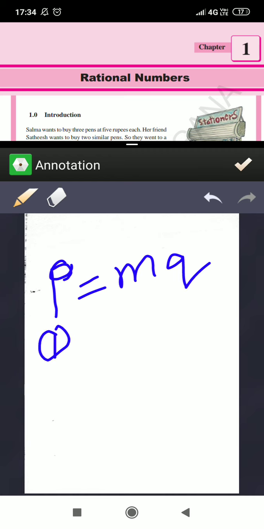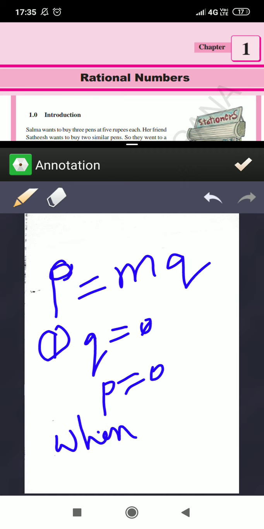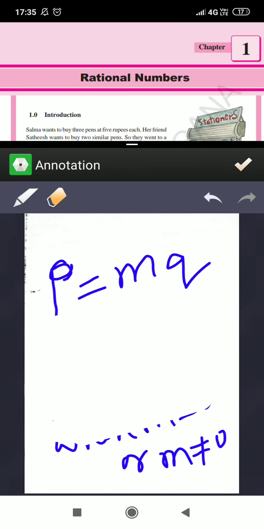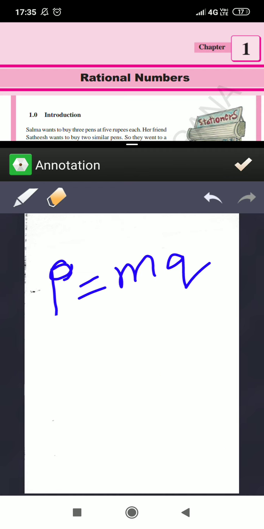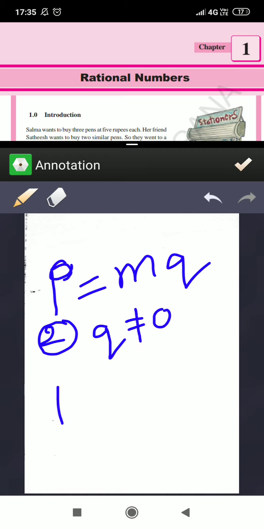So case 1: when q is equal to 0, what happens? p is equal to 0, whether m is equal to 0 or m is not equal to 0. Now let us discuss the second case. When q is non-zero, what happens? p is equal to 0 when m is equal to 0.